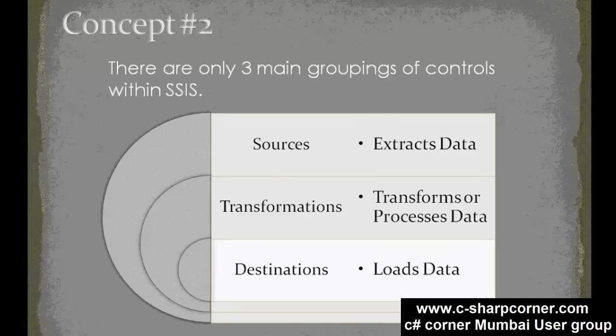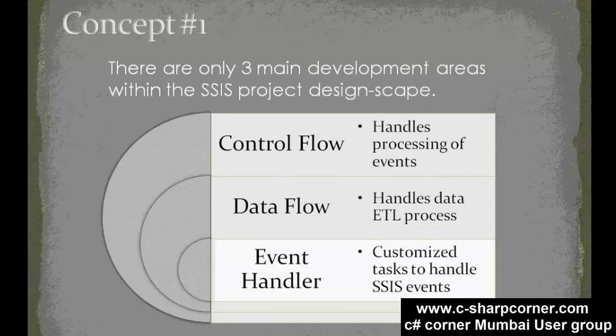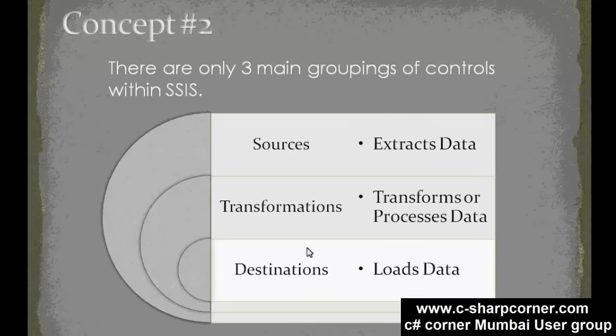Now you can see concept number 2. In concept number 1, the first one is control flow, the second one is data flow, the third one is event handler. Now just concentrate on concept number 2: sources. I was talking about the E, T and L, extracting data. What is my source?